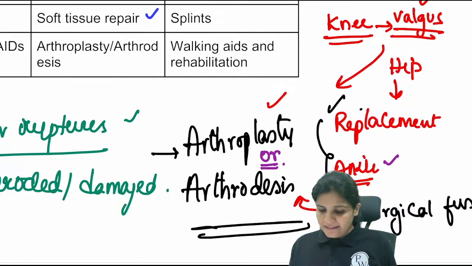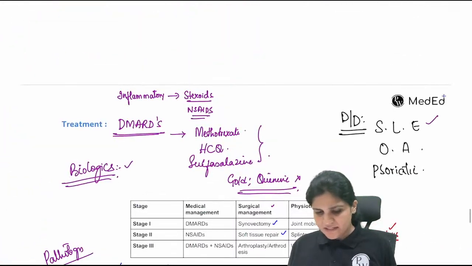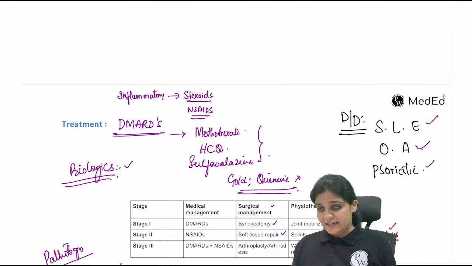Yeah, SLE, you can differentiate it. There are various tests which can differentiate SLE. There are various factors which can differentiate OA and psoriatic. But usually we put this as a differential for arthritis.